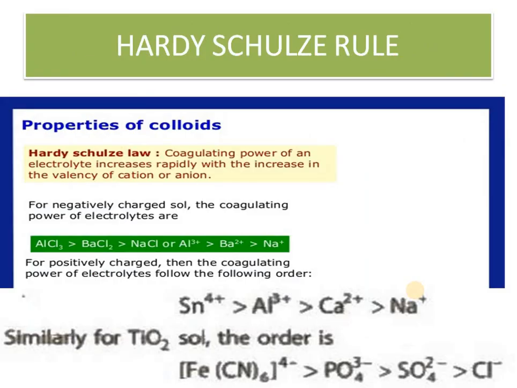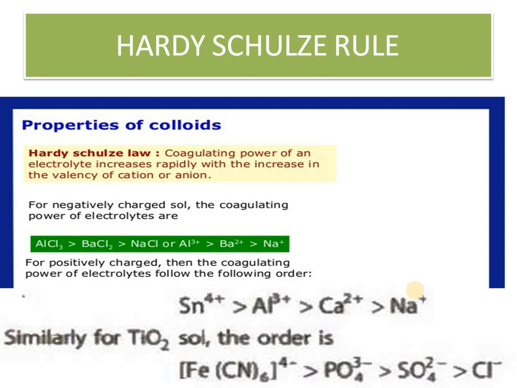Now, one very important rule is known as the Hardy-Schulze rule. It states that the coagulating power of an electrolyte increases rapidly with increase in valency. It means the more the valency of the cation or anion, the more the coagulating power. For a negatively charged sol, the coagulating power of electrolytes is AlCl3 greater than BaCl2 greater than NaCl. What is the basic difference you are finding here? The more the charge, the more the power to coagulate.